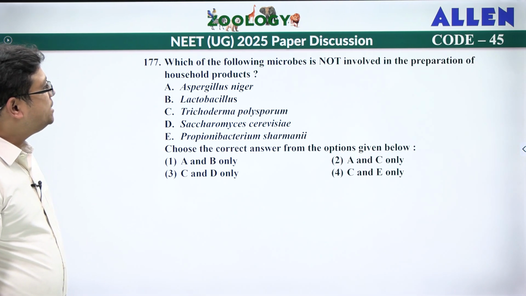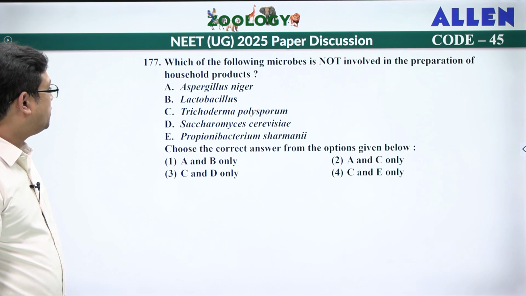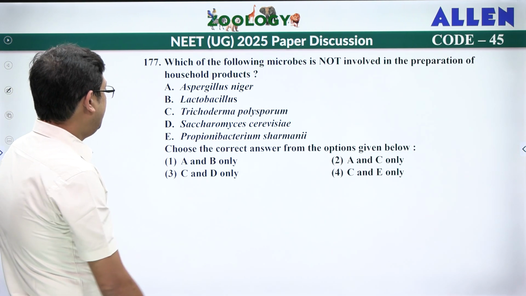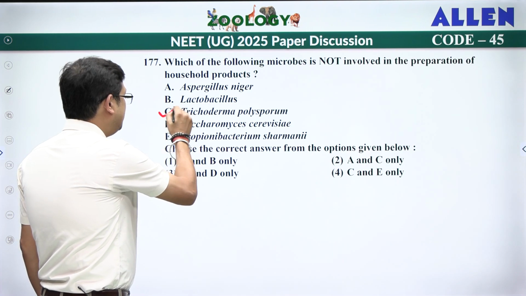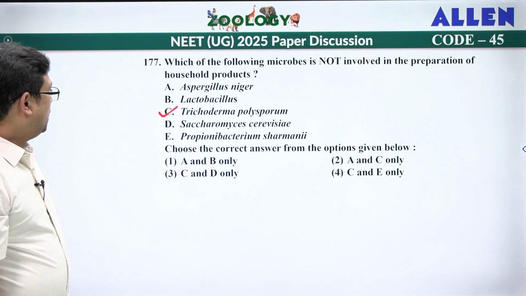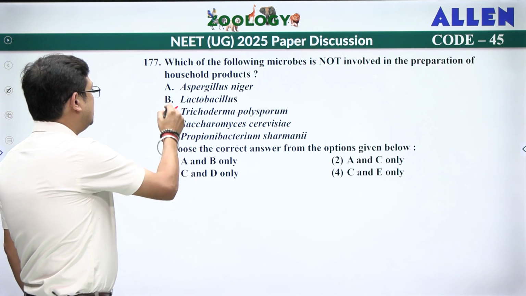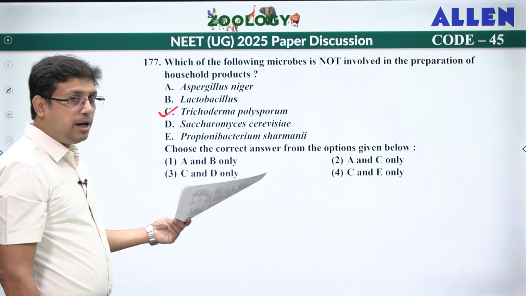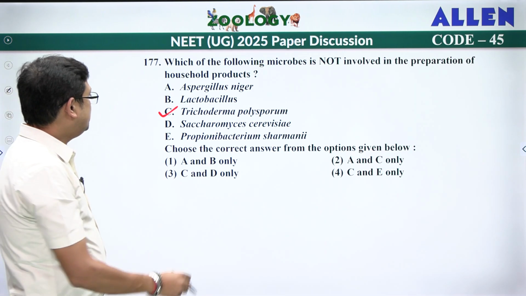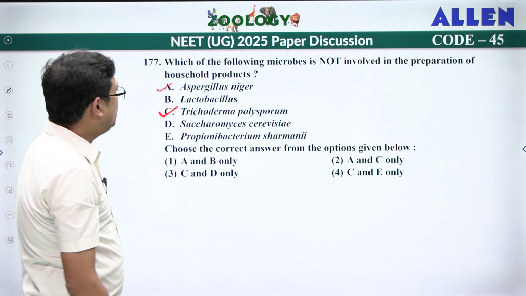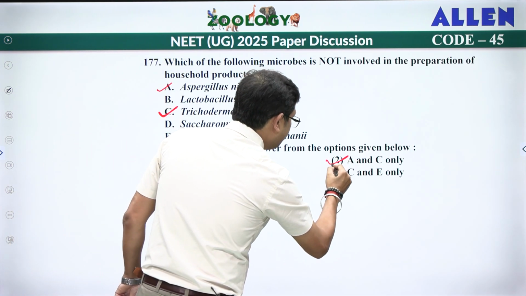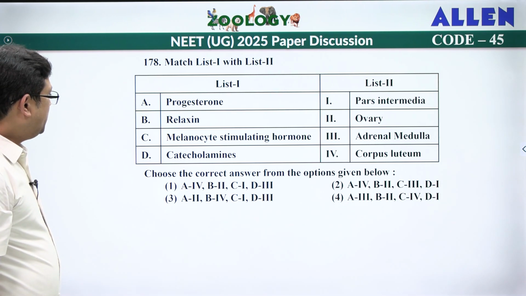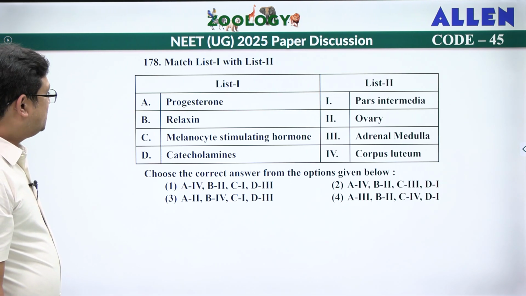Which of the following microbes is not involved in the preparation of household products? Definitely Trichoderma polysporum is not. And Aspergillus niger also not. Lactic acid bacteria we need. Saccharomyces cerevisiae yeast we are using. Propionibacterium shermanii is also used for ripening of cheese. So A and C are not used in household. Answer is 2.